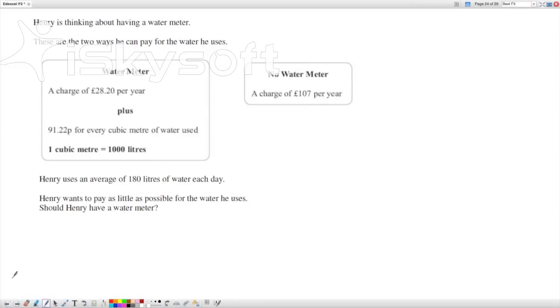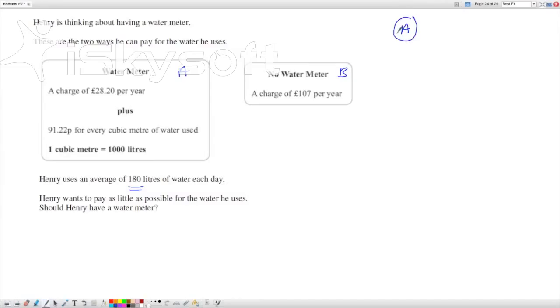In this question, we've got to do some problem solving. We've shown here two options around having a water meter and not having a water meter. We're told this person, Henry, uses 180 litres each day and he wants to pay as little as possible. So we've got to work out, is it cheaper for him to have a water meter or no water meter? So let's call this option A and this option B.